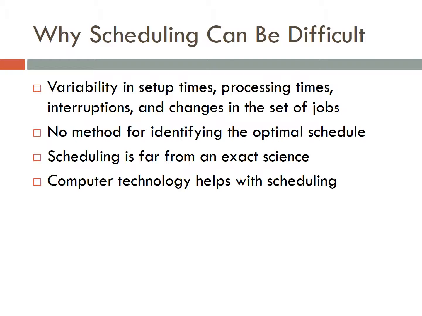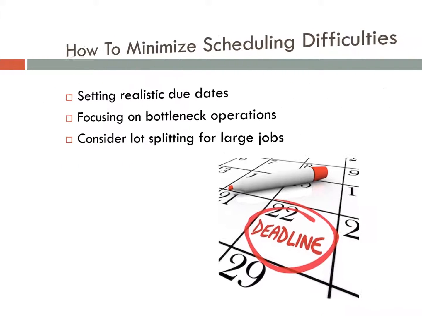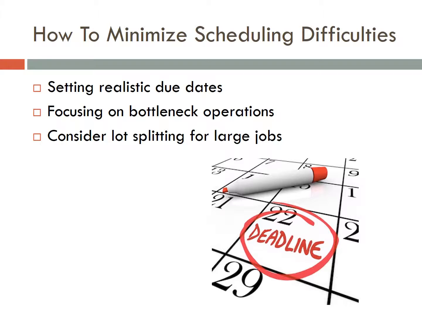One thing though that does really help with scheduling is just the use of computer technology. It just makes scheduling so much easier for many people, many managers. So there are several different things that a manager can do to help minimize the difficulties of scheduling. The first one is set realistic due dates. Don't set something that seems impossible, but just set realistic due dates.